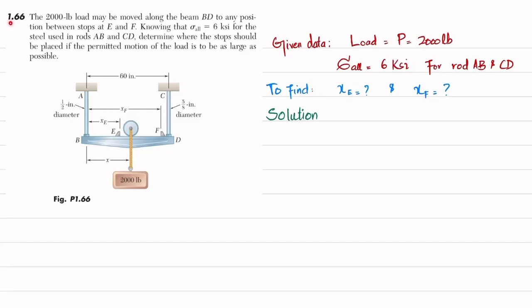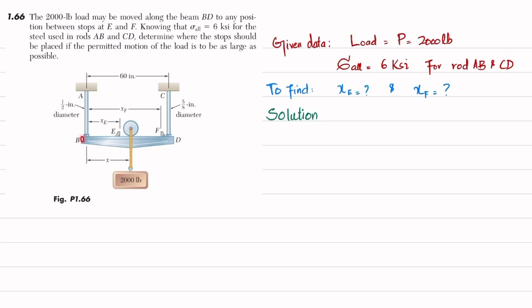Welcome back. Problem 1.66. The statement is: the 2000 pound load may be moved along the beam BD to any position between stops E and F. Knowing that the allowable stress is 6 ksi for the steel rods in AB and CD, determine where the stops should be placed if the permitted motion of the load is to be as large as possible.